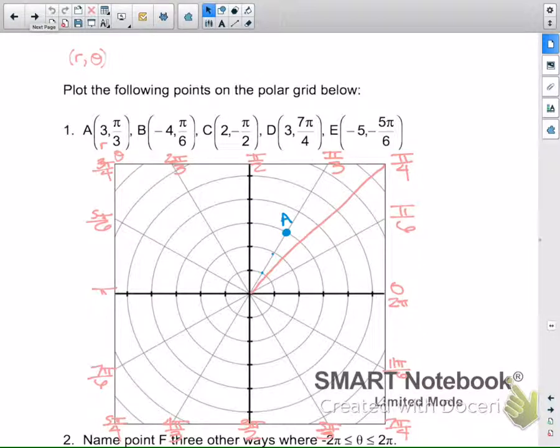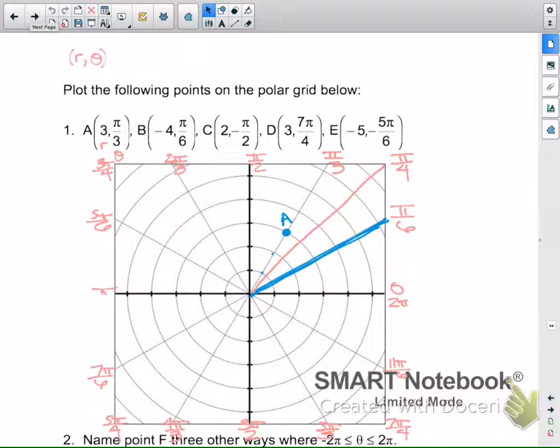Okay, before I move on to anything with negatives in it, any concerns or questions about that particular one? Because it's a different thought process. All right, so B. B, again, I identify the angle first. So I'm looking at pi over 6 first. Here's pi over 6. What's the difference with this one?